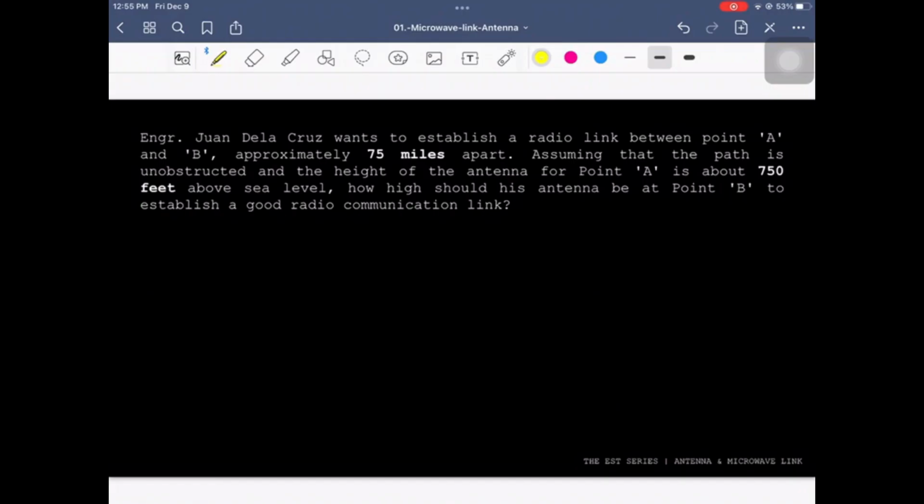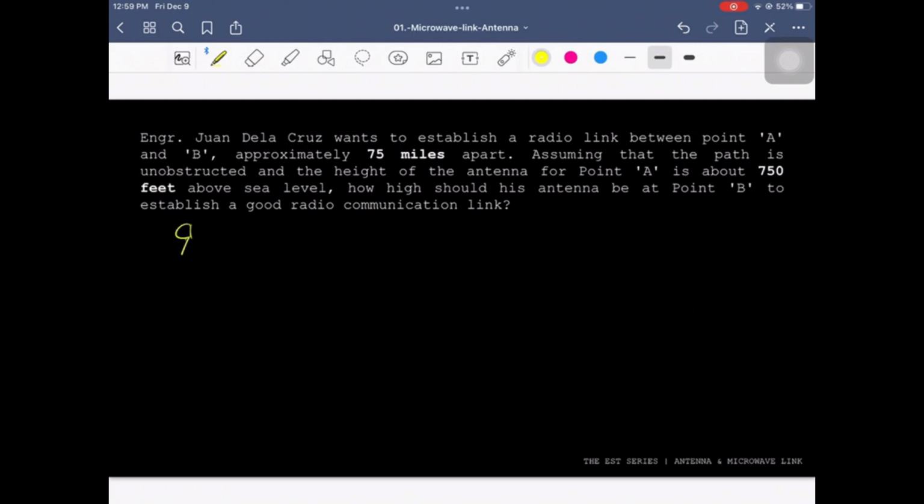Okay, so for our first problem, Engineer Juan de la Cruz wants to establish a radio link between point A and B approximately 75 miles apart. Assuming that the path is unobstructed and the height of the antenna for point A is about 750 feet above sea level, how high should his antenna be at point B to establish a good radio communication link?